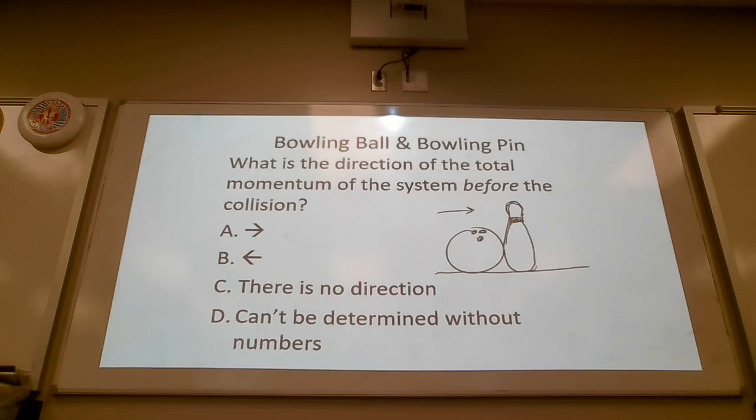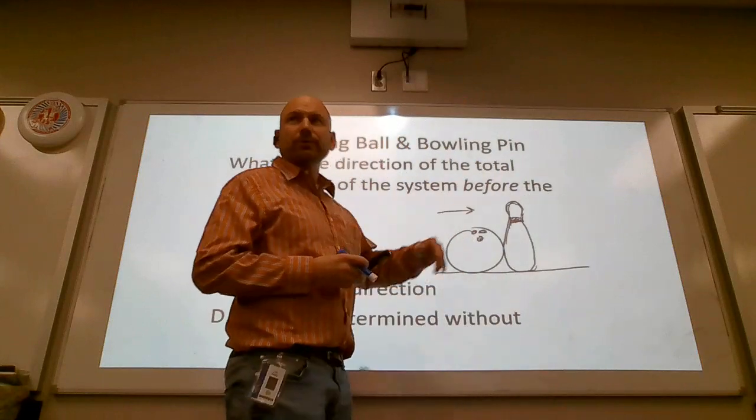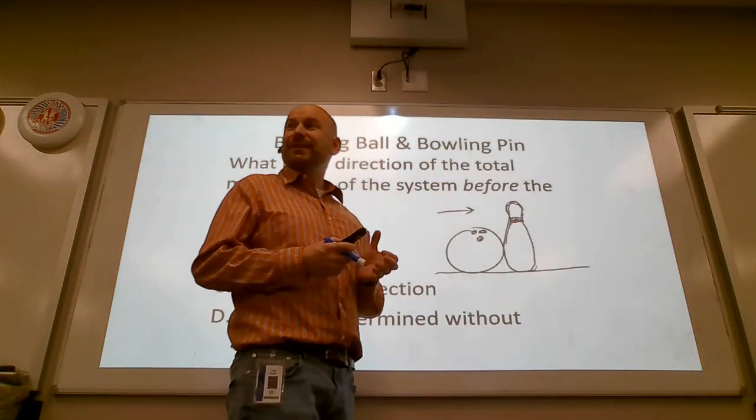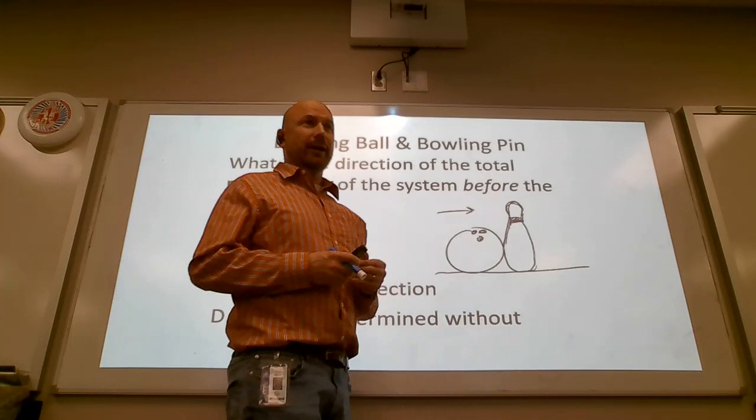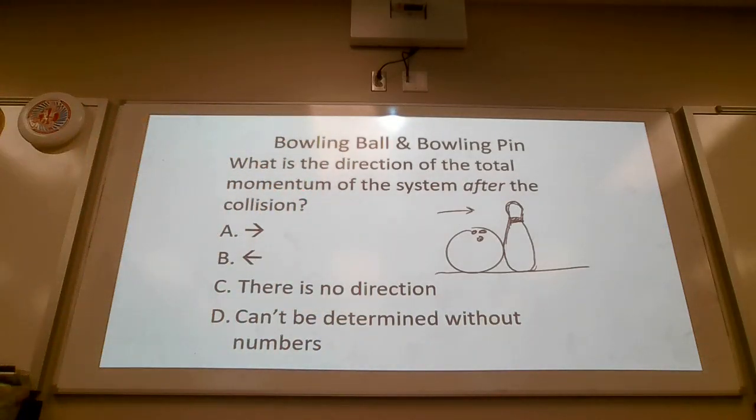Is everybody okay with A, to the right? The direction of the total momentum of the system is wrapped up just in the bowling ball, and the bowling ball is rolling to the right. Therefore, the total momentum of the system is also to the right. So the follow-up question is, what is the direction of the total momentum of the system after the collision?